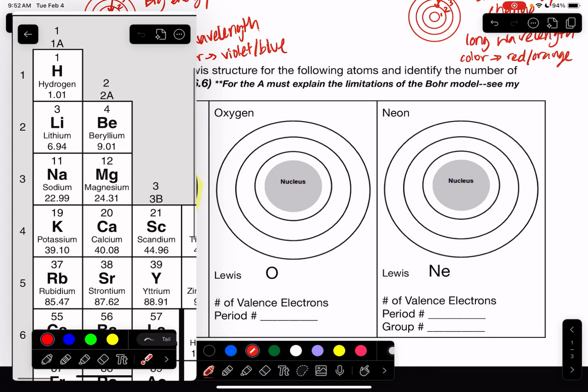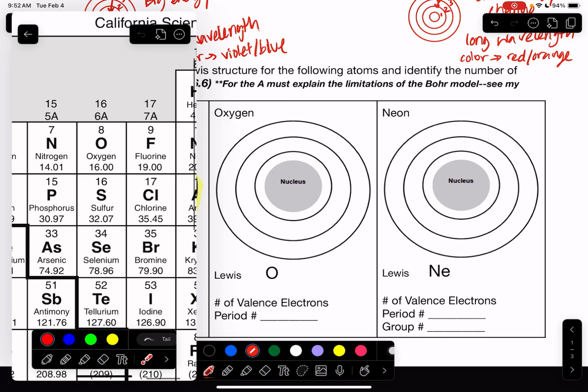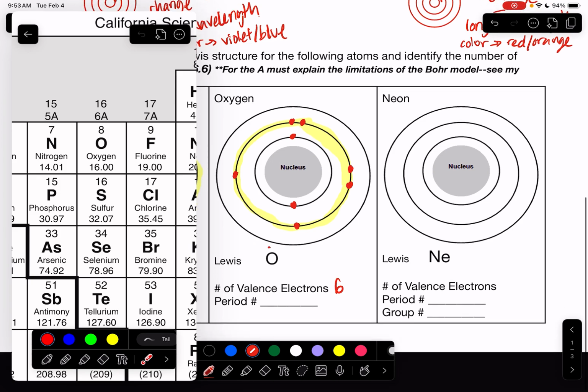Next one is oxygen. So oxygen is over here. It has 8 electrons. So let me start filling this out. 1, 2, 3, 4, 5, 6, 7, 8. Okay, and then the valence shell is this shell right here. And in this shell we have 1, 2, 3, 4, 5, 6 valence electrons. So that means my Lewis structure, 1, 2, 3, 4, 5, 6 is going to look like that.